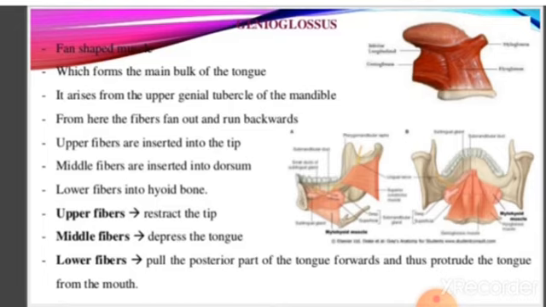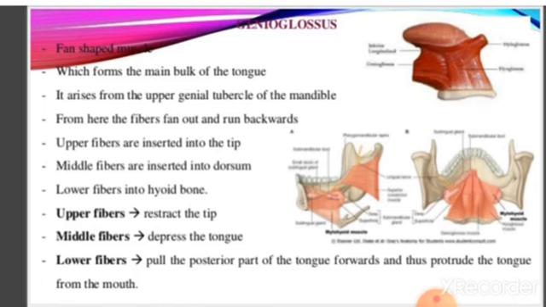So as it arises from the upper genial tubercle of the mandible, from here the fibers fan out and run backwards. Upper fibers are inserted into the tip, middle fibers are inserted into the dorsum, and lower fibers are inserted into the hyoid bone. Upper fibers retract the tip, middle fibers depress the tongue, and lower fibers pull the posterior part of the tongue forwards and thus protrude the tongue from the mouth.